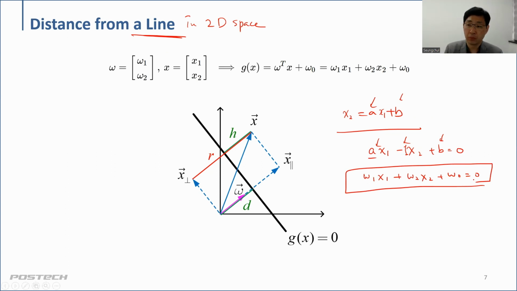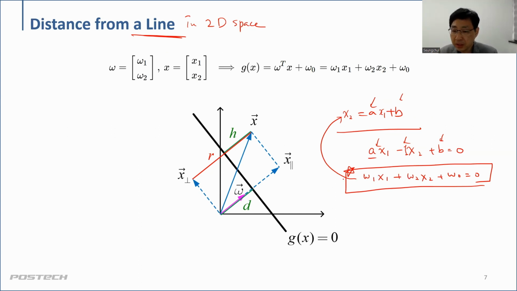So now I want to use omegas and X of 1 and X of 2 to represent it. And we know that this is a linear equation or constraint, whatever, that represents a straight line in 2D space.